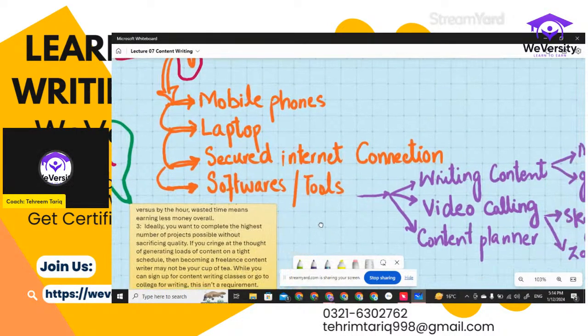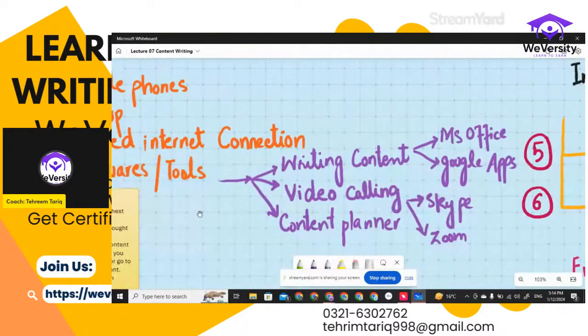Software and tools can be of three types. First one is writing content. The tools that you require for writing up the content, for example, MS Office, Google applications, etc. Then you require three types of tools basically when you work as a freelance content writer. First one is the writing content tool.